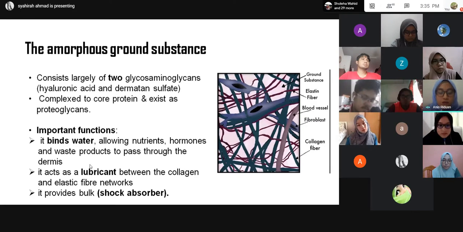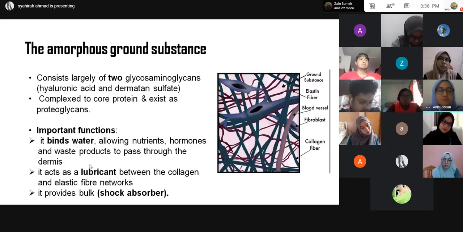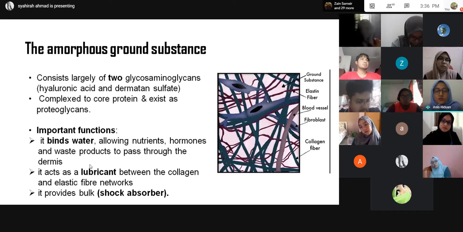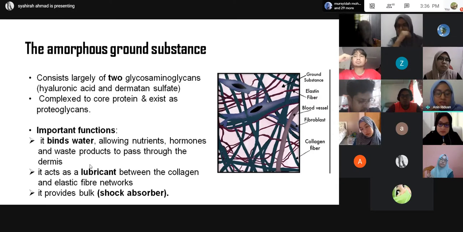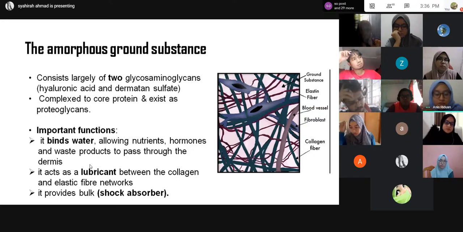The ground substance has several important functions. It binds water, allowing nutrients, hormones, and waste products to pass through the dermis. And when it binds water, it gives the dermis its body, or more like blown-up structure, which we call skin turgor, that we often check in general examinations. The next important function is that it acts as a lubricant between the collagen and the elastin fiber network during skin movements. And it also provides bulk, allowing the dermis to act as a shock absorber. Next.